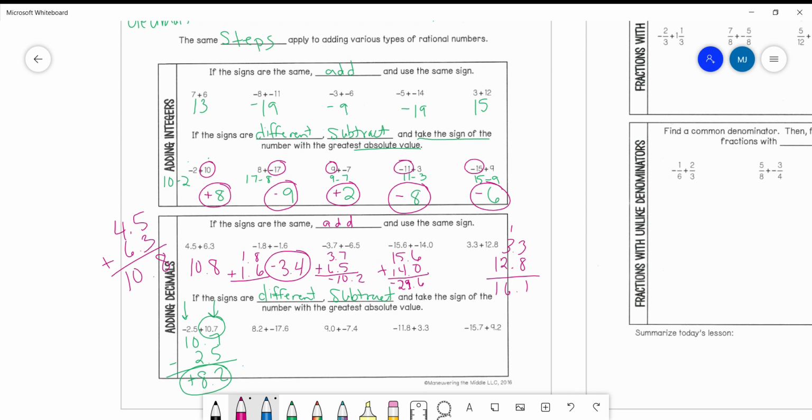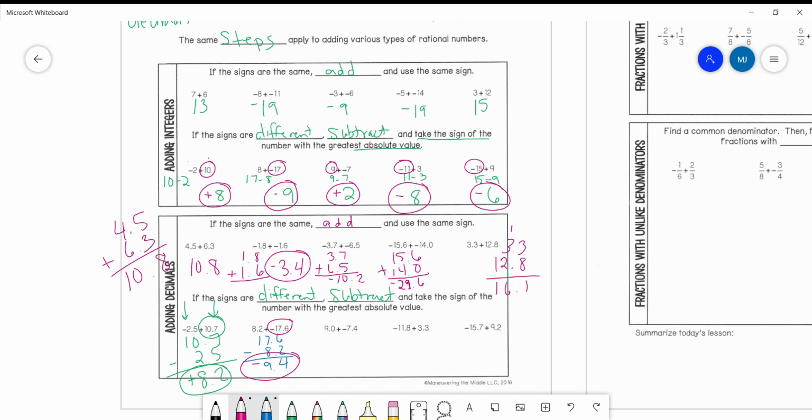Okay. So signs are different. Find the difference. Subtract those numbers. So 17 6/10 minus 8 2/10. So we line those up. We get 9 4/10. However, this time, this has the greater absolute value, so our answer is negative 9 4/10.